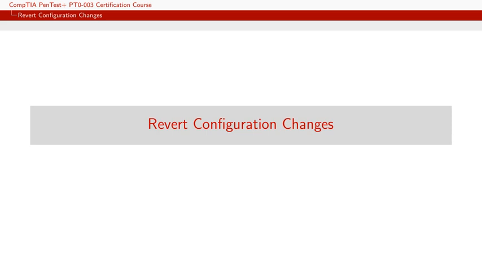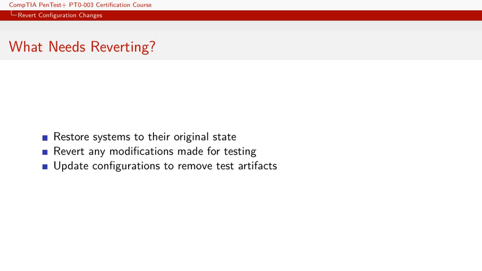This practice guarantees that the system's security posture remains uncompromised and functional, avoiding potential vulnerabilities that could be exploited in the future. In this section, we're focusing on what needs to be reverted to restore systems to their original state. After performing penetration testing, it's crucial to revert any changes or modifications made during the testing process. This includes undoing configurations or removing artifacts that were introduced. By doing so, we ensure that the systems return to their pre-test conditions, maintaining stability and security. This step is vital for preserving operational integrity and preventing potential vulnerabilities from lingering post-assessment.